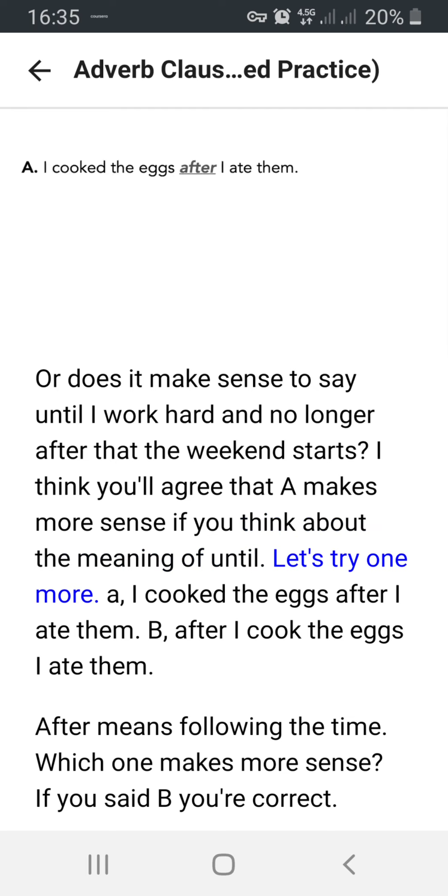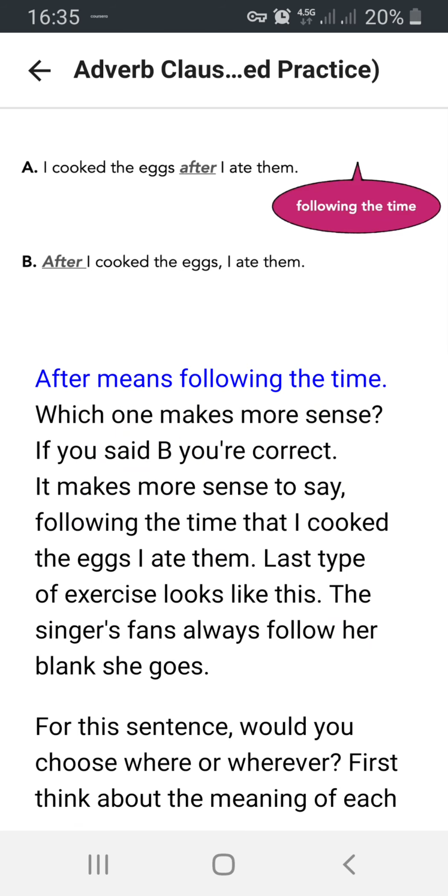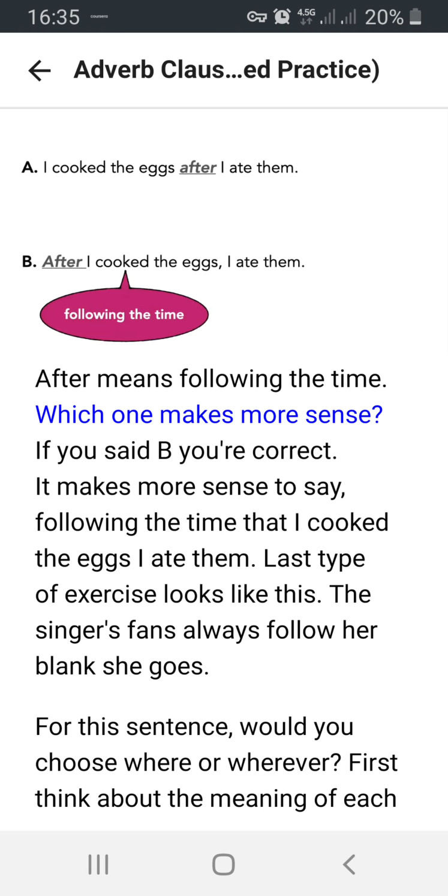Let's try one more. A, I cooked the eggs after I ate them. B, after I cooked the eggs, I ate them. After means following the time. Which one makes more sense? If you said B, you're correct. It makes more sense to say, following the time that I cooked the eggs, I ate them.